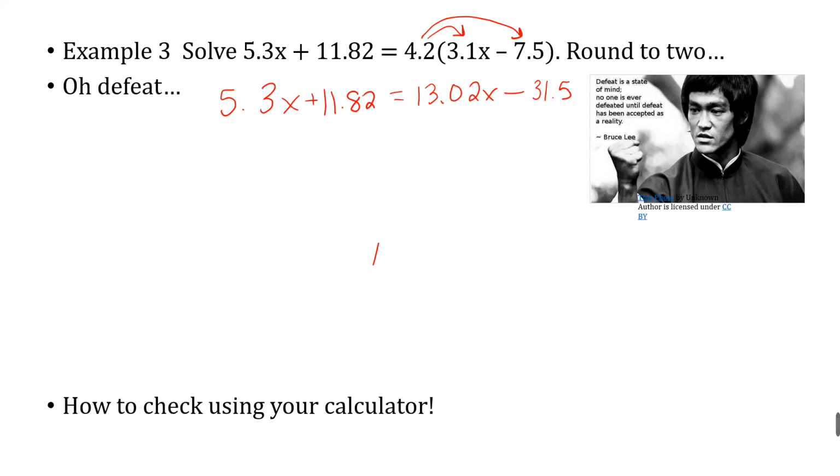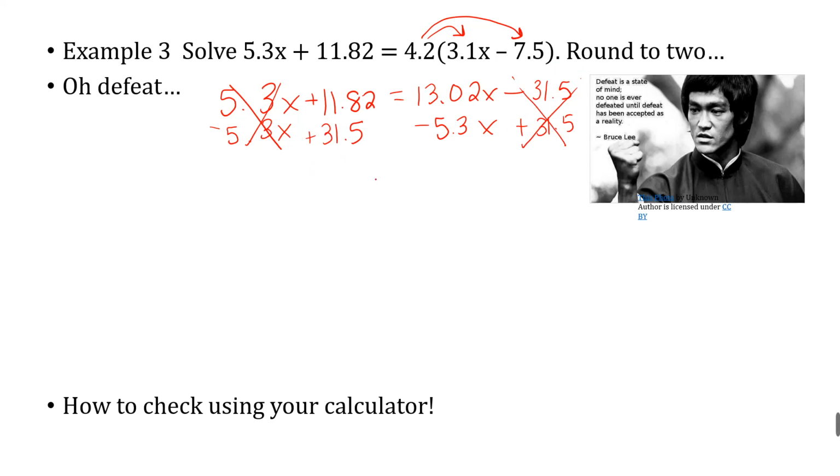All right, now here's where you're going to see me start to skip steps. So you need to let me know if you are not comfortable with this. Again, I like to keep the x positive, so I'm going to choose to move the 5.3x over to the right-hand side, so that when I do 13 minus 5, I'm going to get something around 8, which is positive. So if I move the x's from the left to the right, that means I have to move the numbers from the right to the left. So I need to get rid of this and move the 31.5 over. Okay, so this goes away.